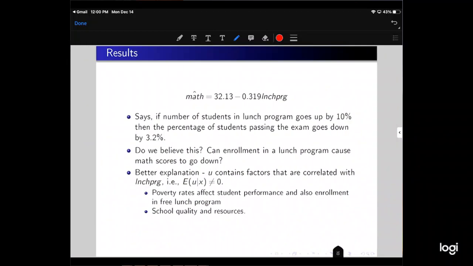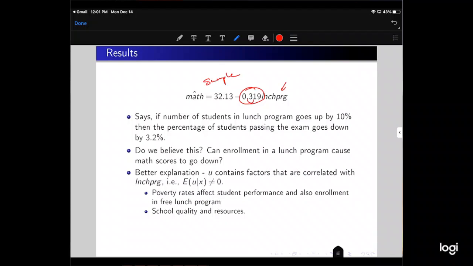So if we had data and we estimated this naive regression line, we might get the following sample regression equation. So this is a sample, right, because we have a hat there. This regression says that if the number of students in lunch programs goes up by 10%, then the percentage of students passing the exam goes down by 3.2%. What we're really doing, if you're curious, is this is measured. A 1 unit change would be 0.319, but we're taking a 10% change, and so we're moving that decimal over by 1, so we get 3.2%.